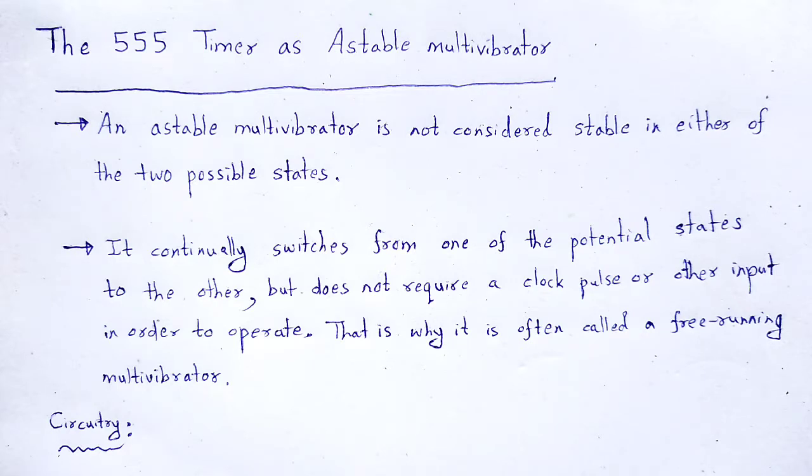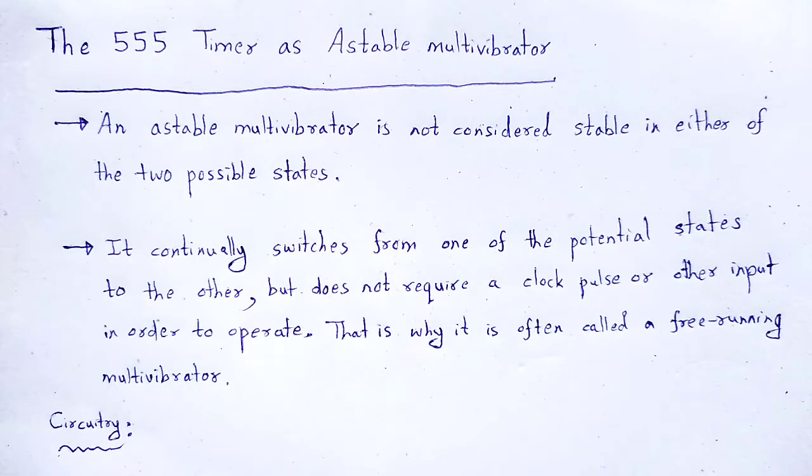Multivibrator is an electronic circuit that rapidly switches due to positive feedback between multiple states. So, multivibrators are classified as astable, monostable, bistable like this. But here we have to study how the 555 timer IC is used as an astable multivibrator.